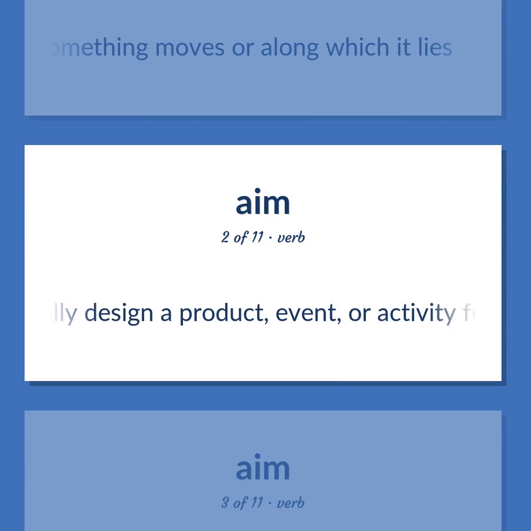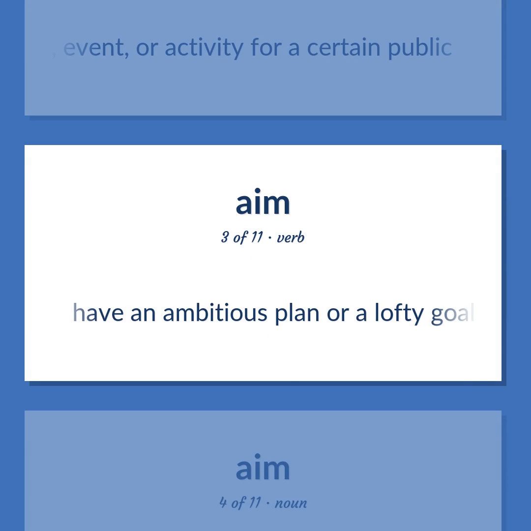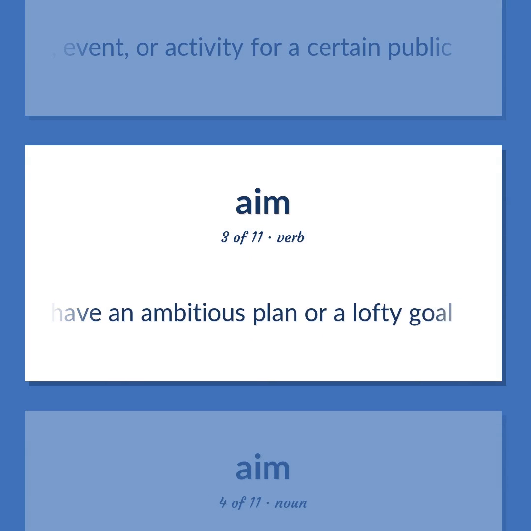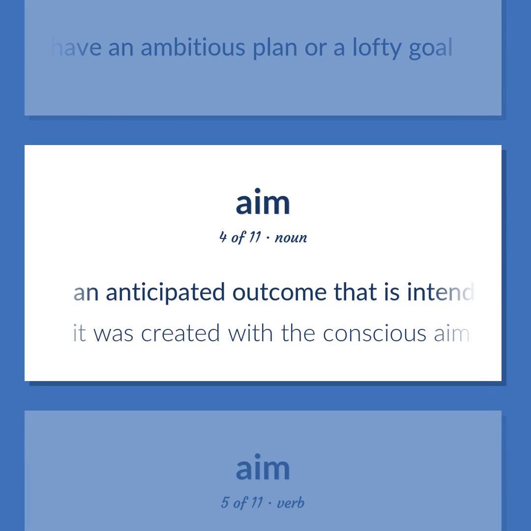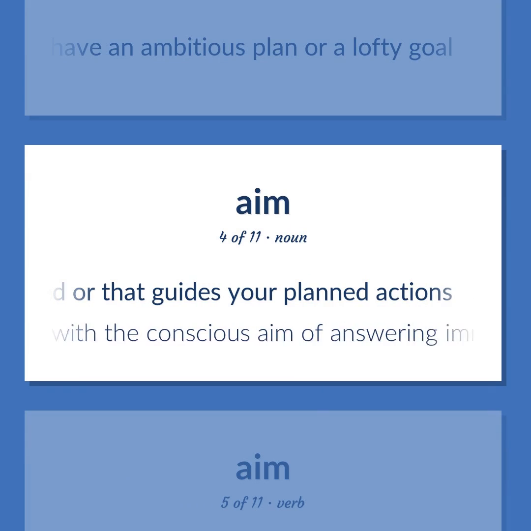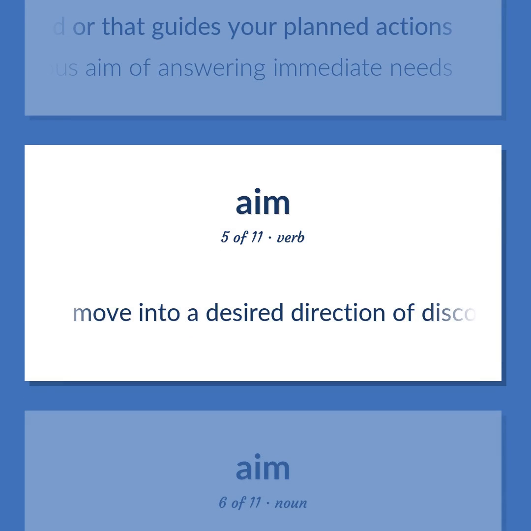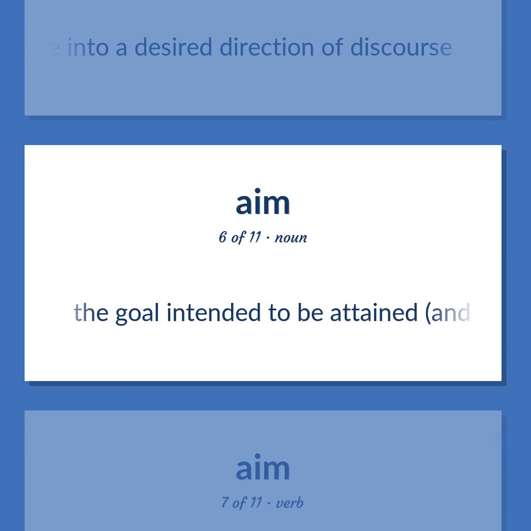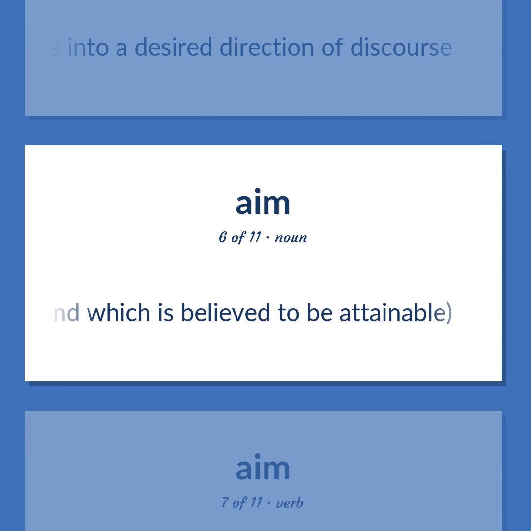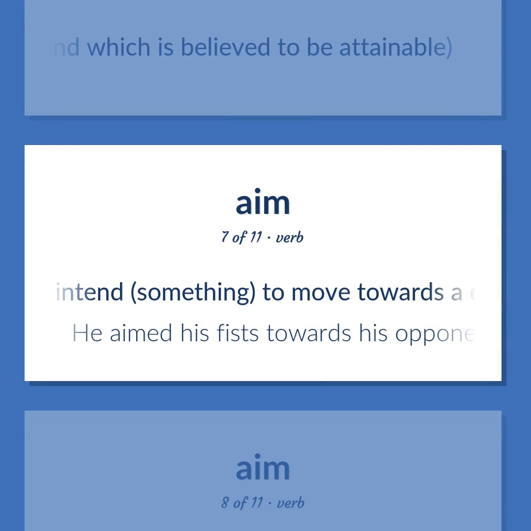Specifically design a product, event, or activity for a certain public. Have an ambitious plan or a lofty goal. An anticipated outcome that is intended or that guides your planned actions. It was created with the conscious aim of answering immediate needs. Move into a desired direction of discourse. The goal intended to be attained, and which is believed to be attainable. Intend something to move towards a certain goal.